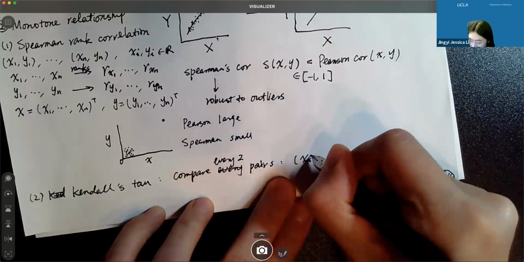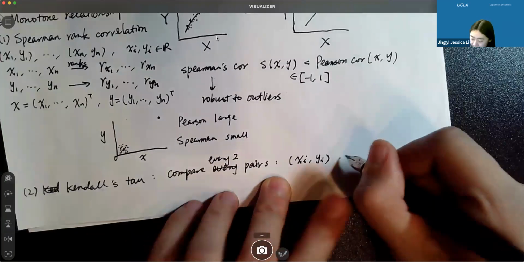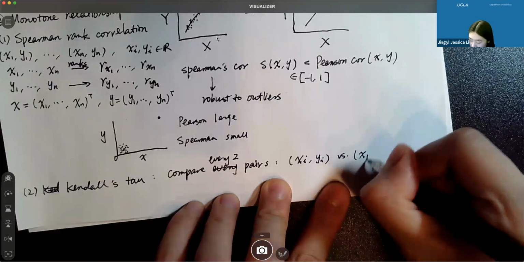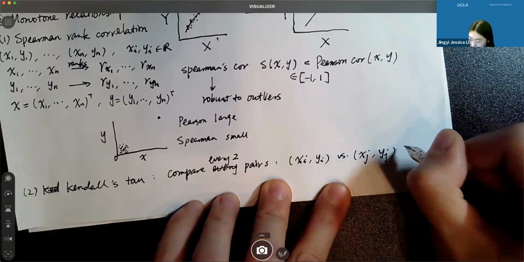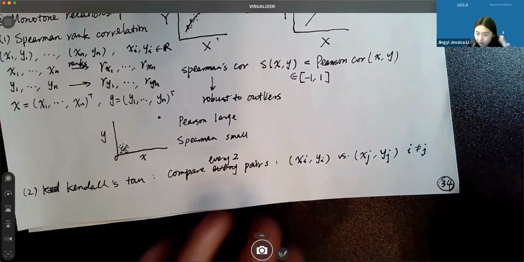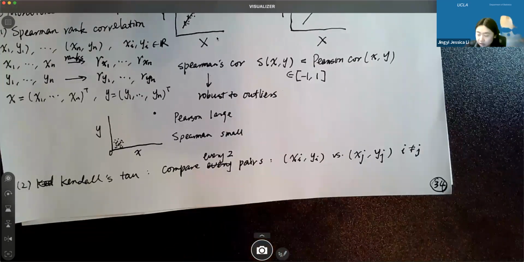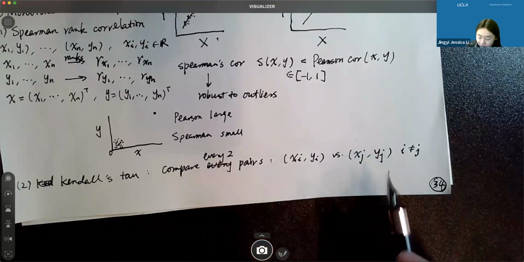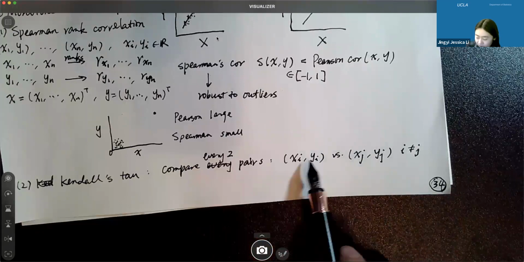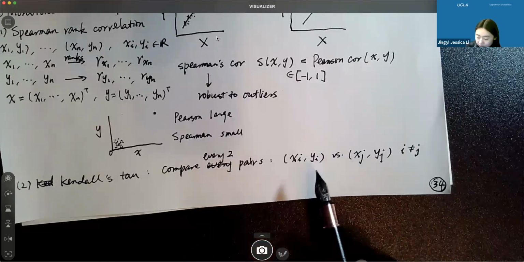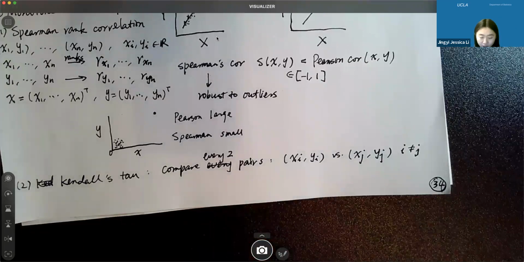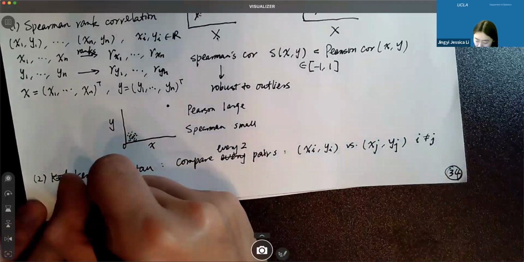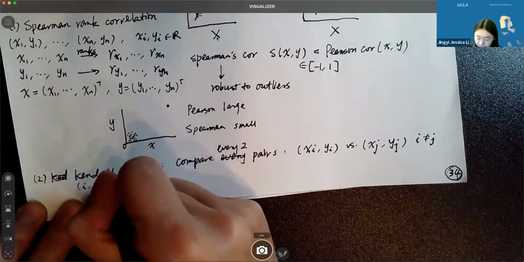Like xi, yi, this is one pair. And another pair is xj, yj, for any i not equal to j, where i and j go from 1 to n. So in the Kendall's tau definition, you would define this pair, let me call that the ij pair. For this ij pair, you want to call them concordant, discordant, or neither. So you will categorize this into 3 types.